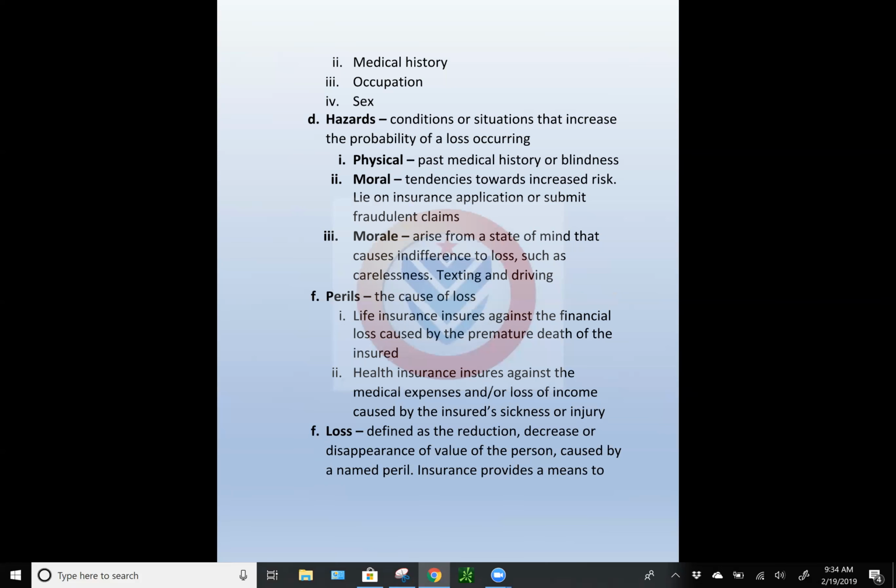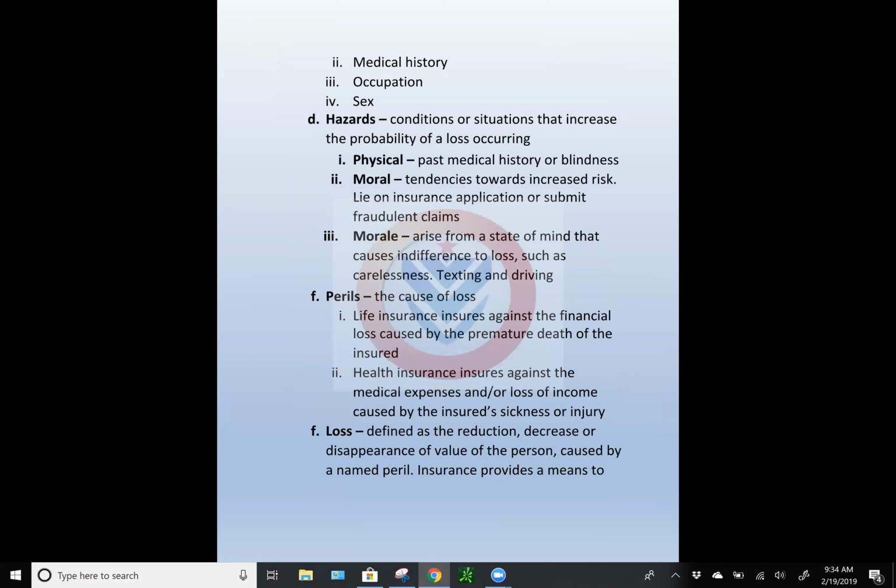The next one is very similar, called a morale hazard. Now, this arises from a state of mind that causes indifference to a loss, such as carelessness. So for your test, just think of somebody that is texting and driving. Okay, they are being very careless when they are doing that. Okay, that is a morale hazard.